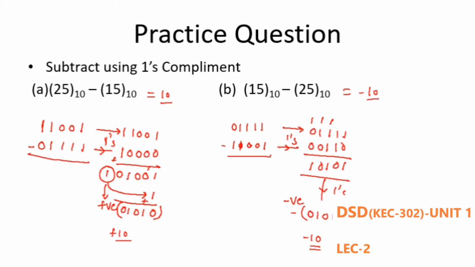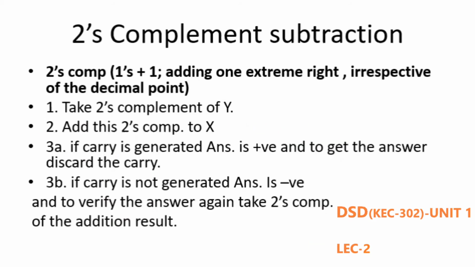Okay, so this same thing can be done with the help of 2's complement as well. This 2's complement is actually adding 1's complement and 1, but we will be using the shortcut. The rules are exactly the same except for this 3a part. If the carry is generated, then I will discard the carry. That's the only difference between the rules for 1's complement and 2's complement. All the rest of the rules are the same.